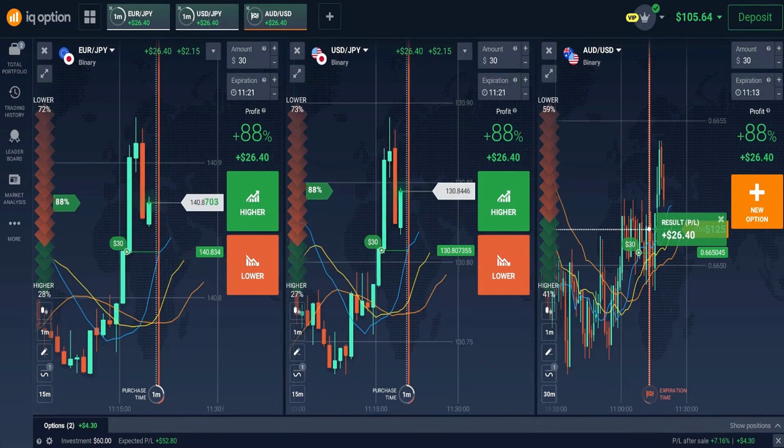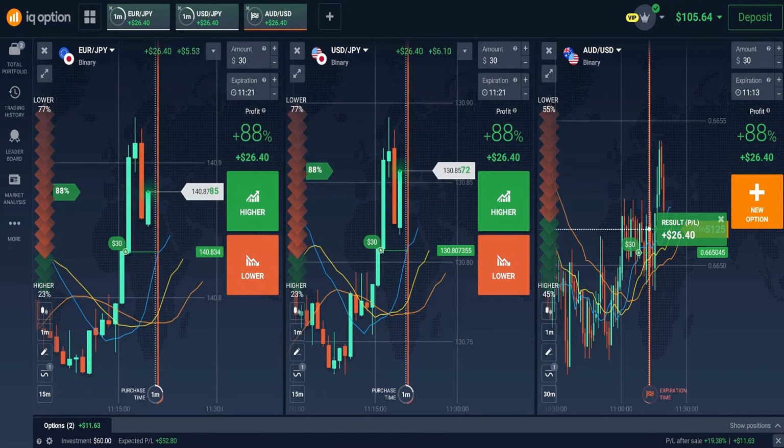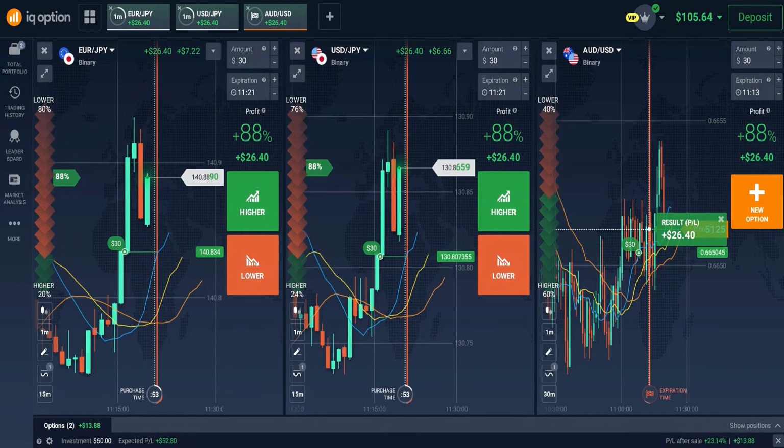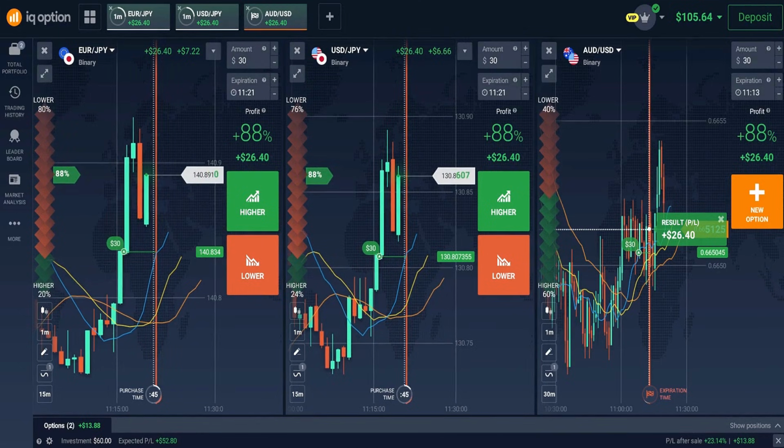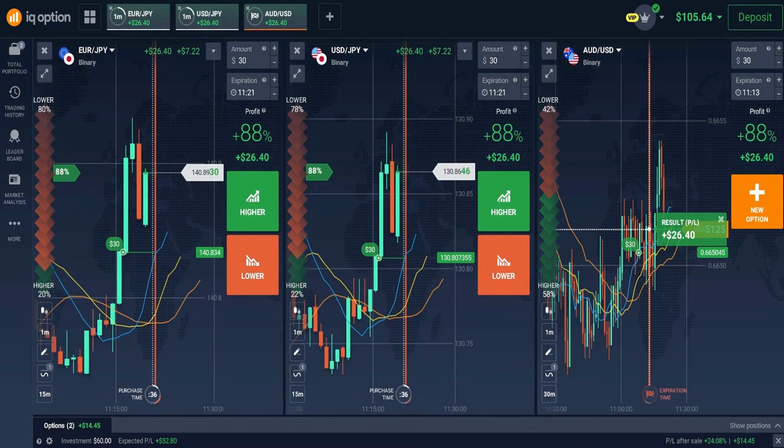On Euro/JPY, price started moving a bit slower at first, but watch closely. Candles kept forming above the alligator lines. Buyers were clearly present. The green lips stayed on top, maintaining bullish control. No significant pullback below the indicator. The structure stayed clean.